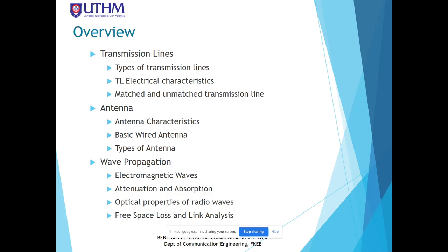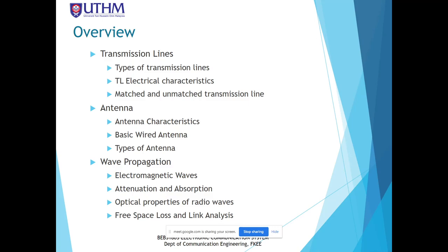This chapter consists of three main topics. The first one is the transmission lines, then the antenna, and then the wave propagations. These three topics actually overlap with topics in other subjects. For example, applied electromagnetics, where you will learn more about transmission lines, and then the antenna subject, where you will learn a lot of concepts about antenna. The wave propagation is actually a topic in the subject of wireless communications. So sebenarnya ada tiga subjek yang berkaitan dengan chapter 5.